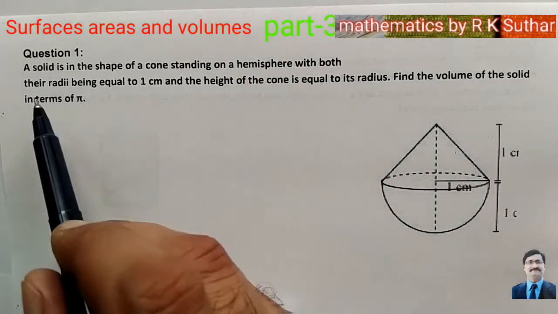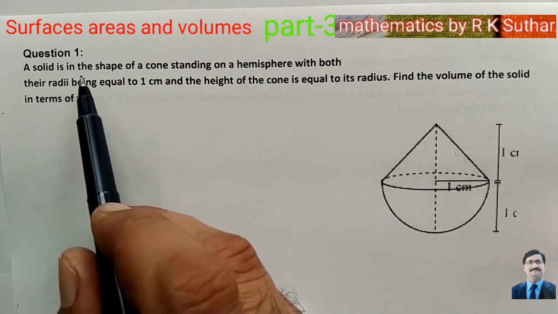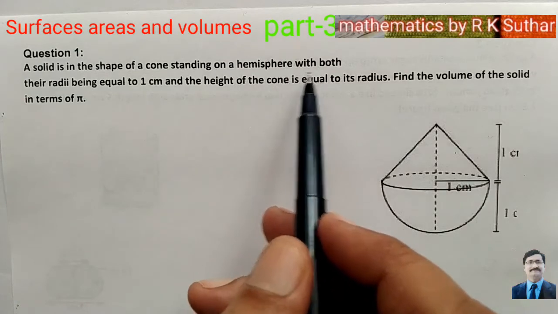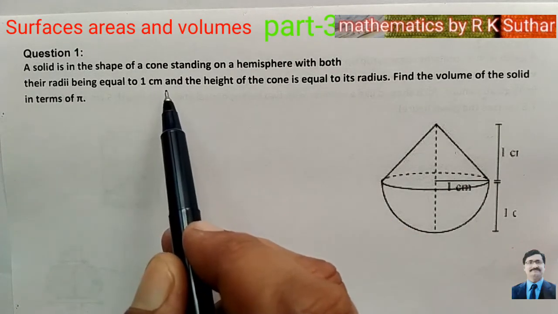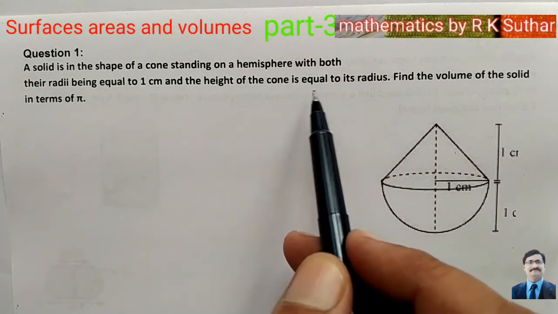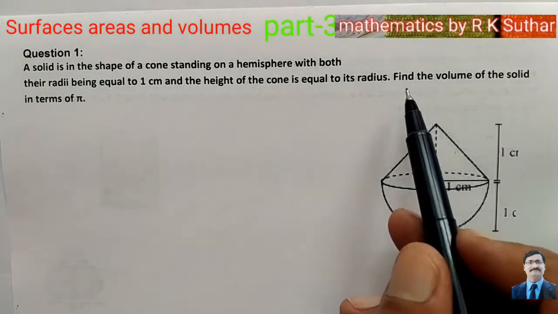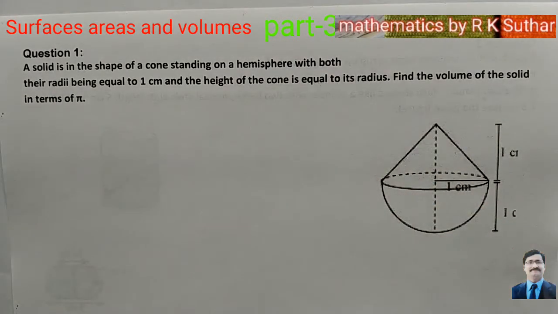Okay, students, here is question 1. A solid is in the shape of a cone standing on a hemisphere, with both their radii being equal to 1 centimeter, and the height of the cone is equal to its radius. Find the volume of the solid in terms of pi.